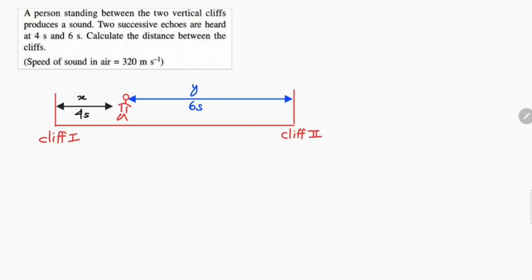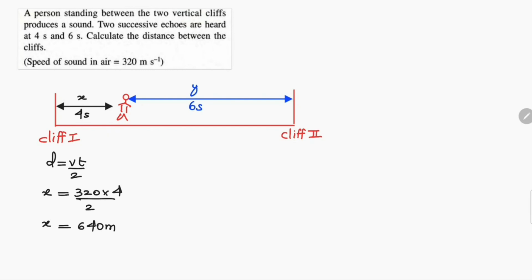So let me draw. So the distance from the nearest cliff, time taken is the smaller one, that is 4 seconds. So let me calculate the distance x for that. First of all, distance is equal to, I'll use the same color. So d is equal to Vt by 2. V is 320 given to you. Time is 4 seconds upon 2. That is 640 meters. So we got the value of x as 640.